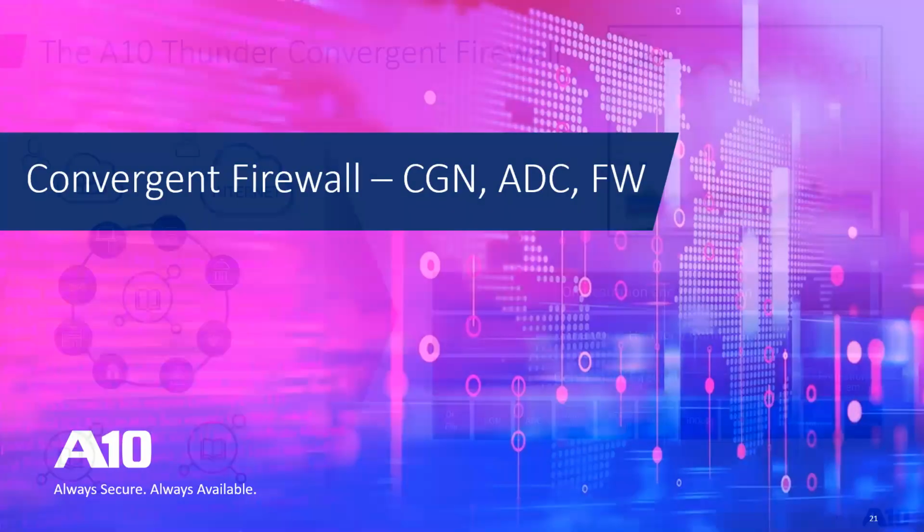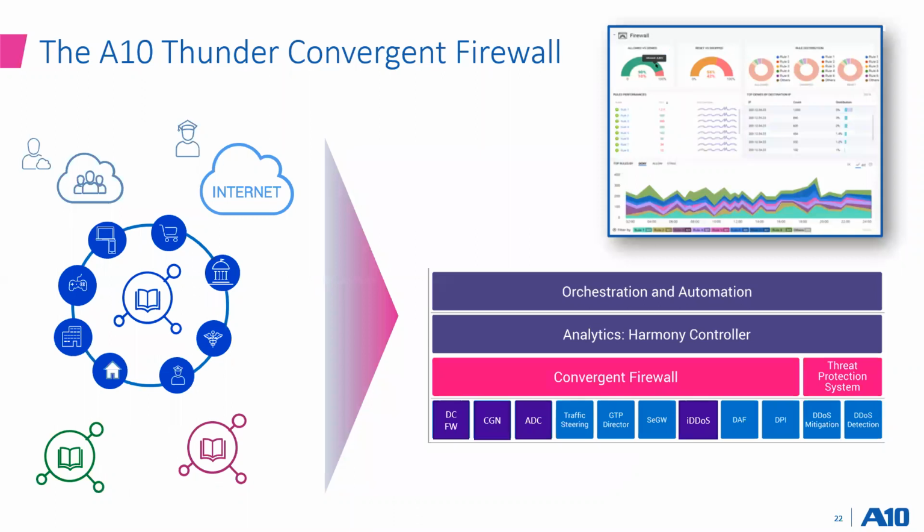So let me start with our Convergent Firewall. You see it on the right-hand side. It's what we call a software stack that incorporates a number of functions that provide security and scalability to data centers and/or edge locations, or even to cloud locations as well. It combines a number of very commonly used functions that help secure and scale the network.